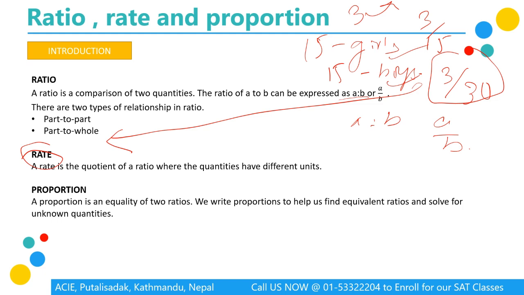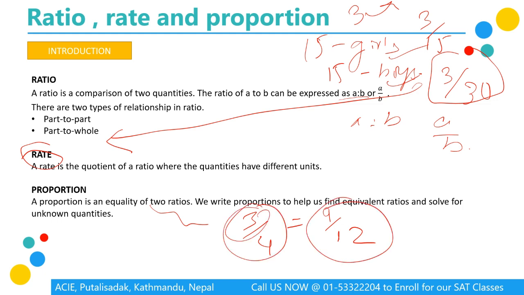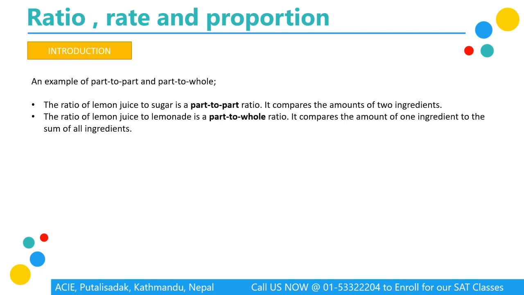A proportion is the equality of two ratios. So anything like 3 by 4 is equal to 9 by 12. These are the proportions. This and this mean the same thing, and we can solve them to find out different answers. And in such cases, mostly one value is going to be undefined, so we have to find out this value. That's it.